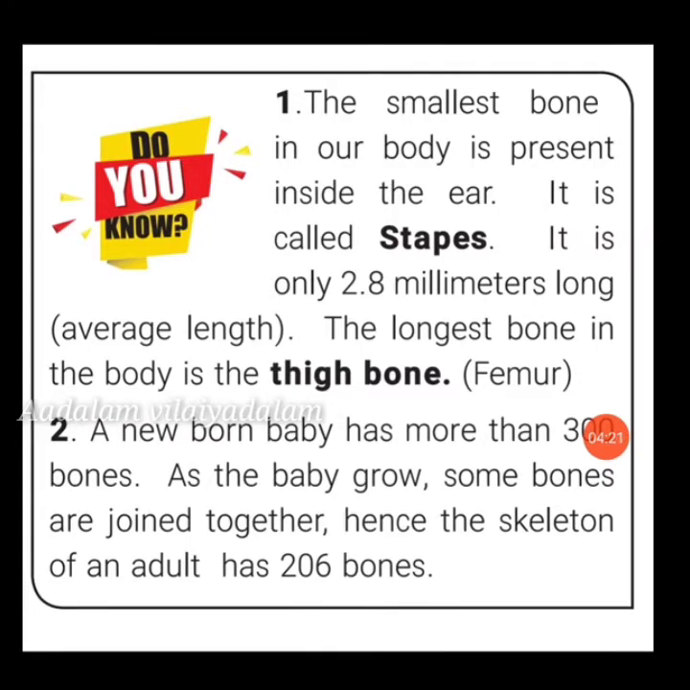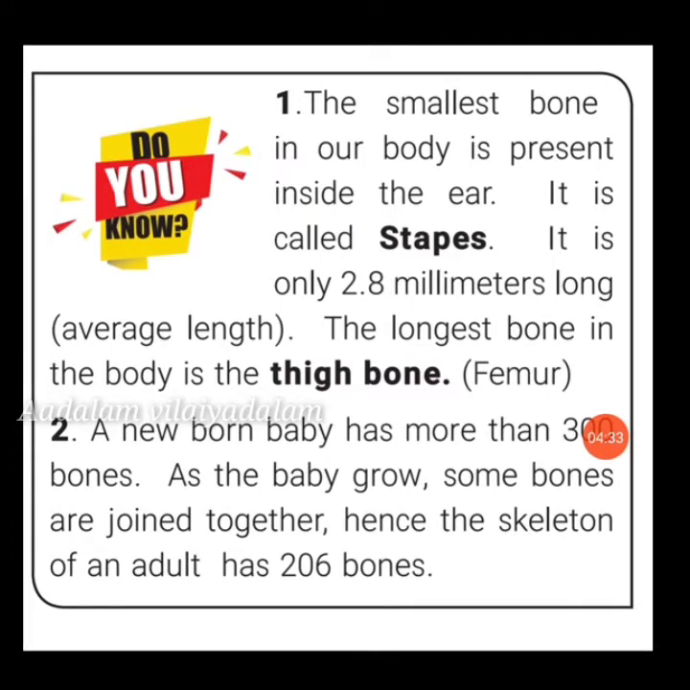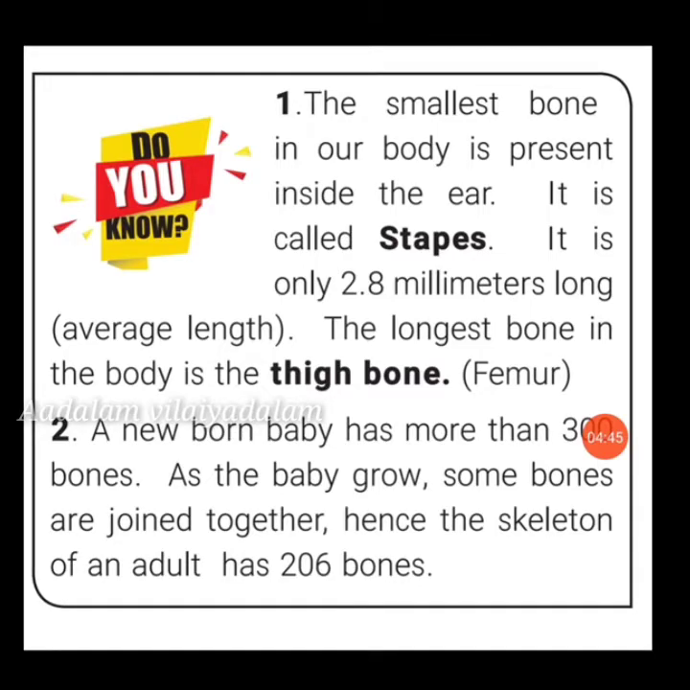A newborn baby has more than 300 bones. As the baby grows, some bones join together. Hence the skeleton of an adult has 206 bones. The smallest bone is the stapes and the longest bone is the thigh bone. Understood all of you?